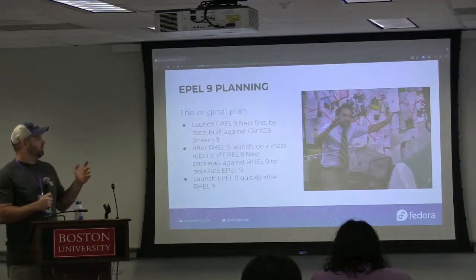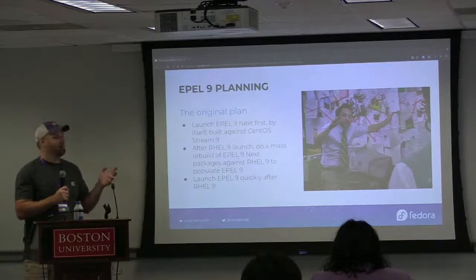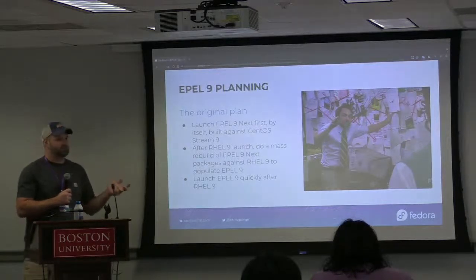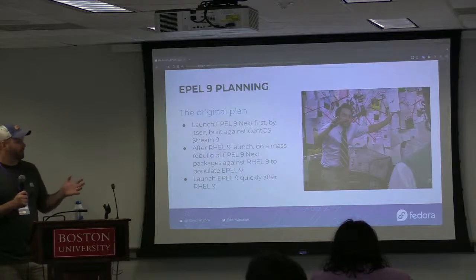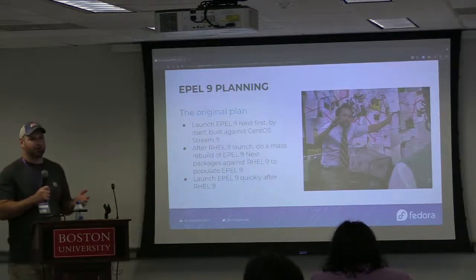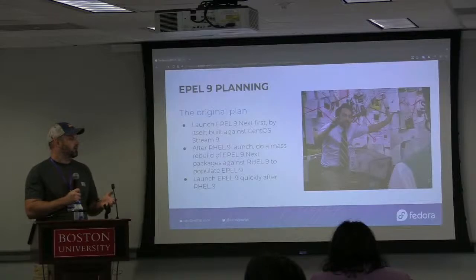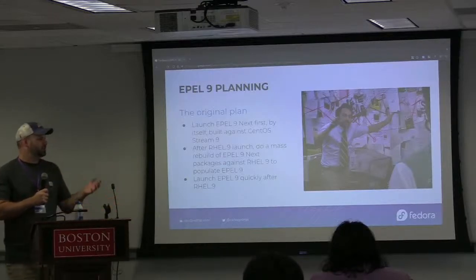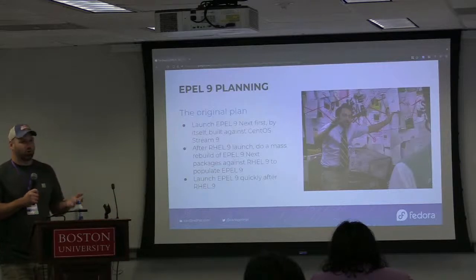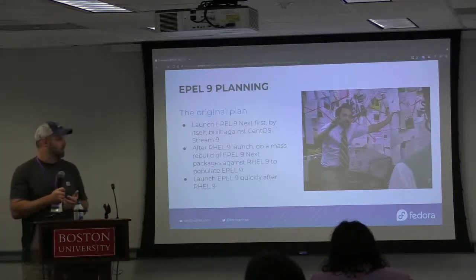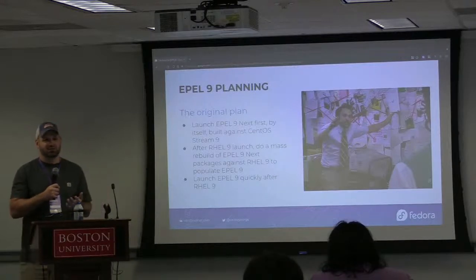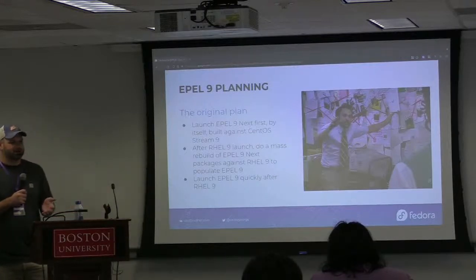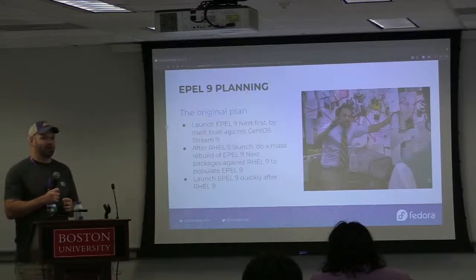Our original plan was that we would launch EPEL 9 Next first, built against CentOS Stream 9, and leave that as the only EPEL 9 repo for a little while. And then after the RHEL 9 launch, we would do a mass rebuild of all the packages that had been added to EPEL 9 Next, rebuild them against RHEL 9, and use that to quickly populate the EPEL 9 repo. That would let us launch EPEL 9 quickly with a good number of packages very soon after the RHEL 9 launch, but not ready at the RHEL 9 launch.